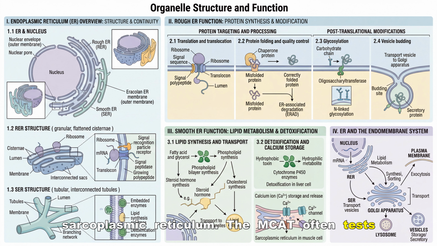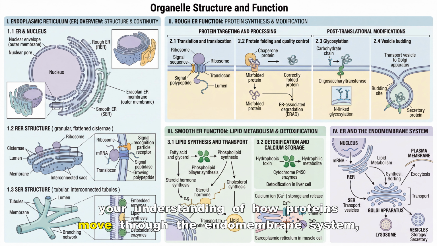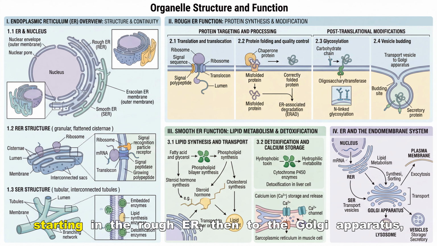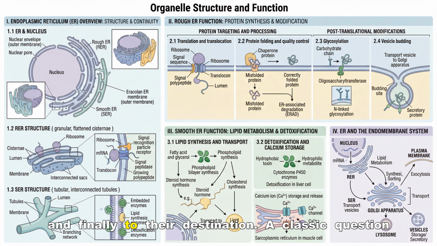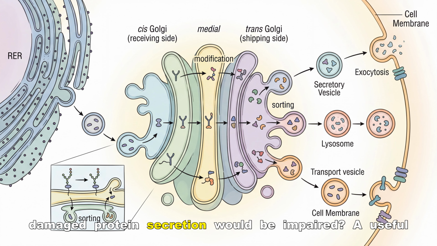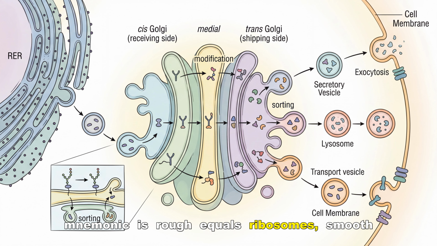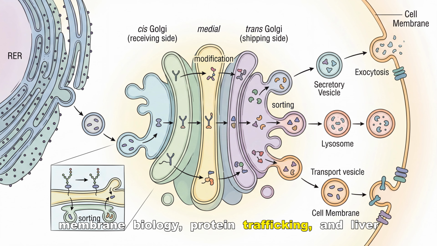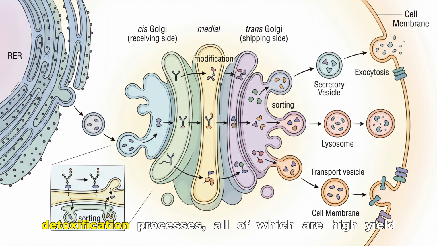The MCAT often tests your understanding of how proteins move through the endomembrane system, starting in the rough ER, then to the Golgi apparatus, and finally to their destination. A classic question might involve: what happens if the rough ER is damaged? Protein secretion would be impaired. A useful mnemonic is "rough equals ribosomes, smooth equals steroids." This topic connects to membrane biology, protein trafficking, and liver detoxification processes, all of which are high yield for the exam.